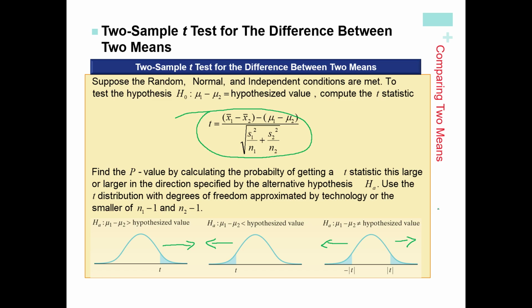By the way, if you don't have technology on hand, which is usually how the degrees of freedom are calculated, you would use the smaller one of n1 minus 1 and n2 minus 1. So if we imagine 2 samples, one of 11, one of 10, we're going to use the smaller sample, which is 10, and then use 9 degrees of freedom since we subtract 1.